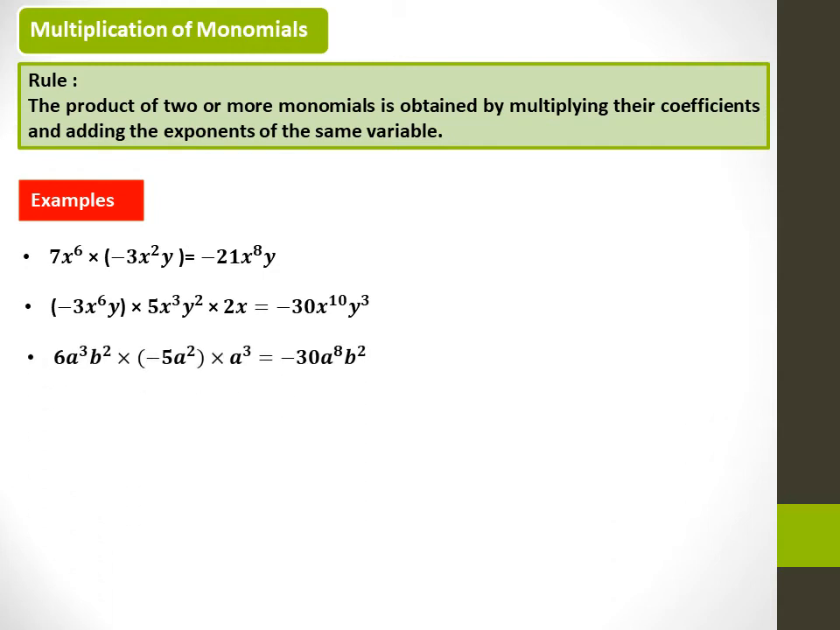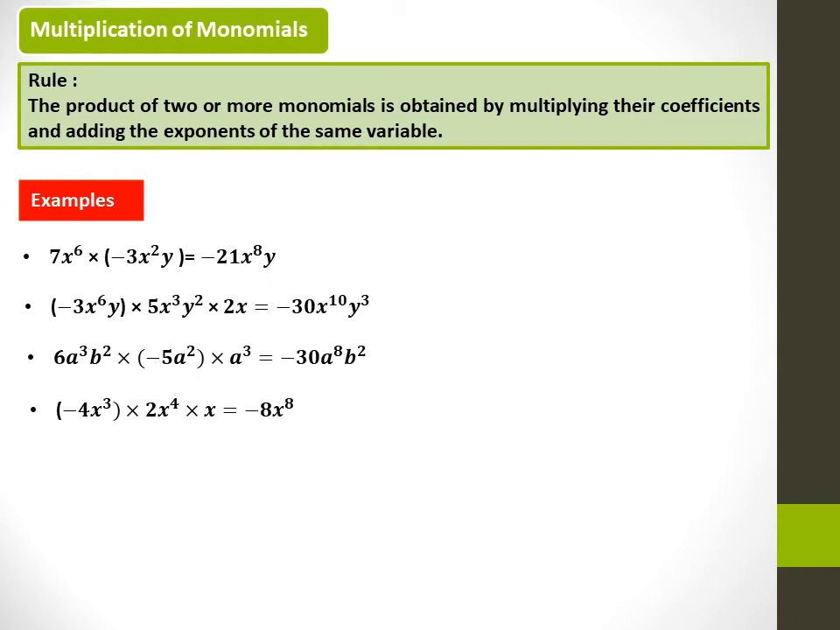In the third example, I multiply 6 by negative 5. The answer is negative 30. I add the exponents of the variable a. 3 plus 2 plus 3 is equal to 8. b only appears in the first term. So the answer is negative 30 a to the power of 8 b to the power of 2.